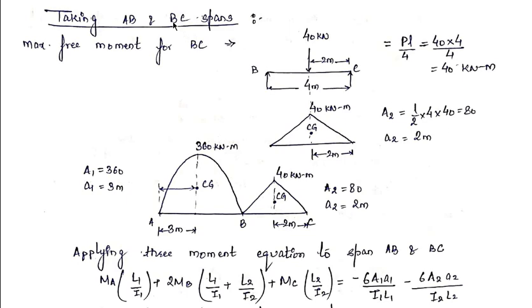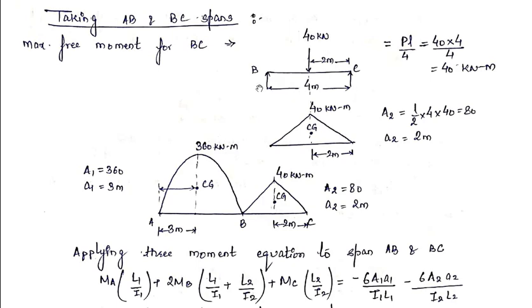Now let's come to the BC span. In order to find the maximum free moment, make B and C simple supports and apply the same external loading which is given in the question. This type of loading, 40 kilonewton, was acting at the center of BC. We know that for this type of arrangement, the maximum bending moment is PL by 4. So the value of P is 40.